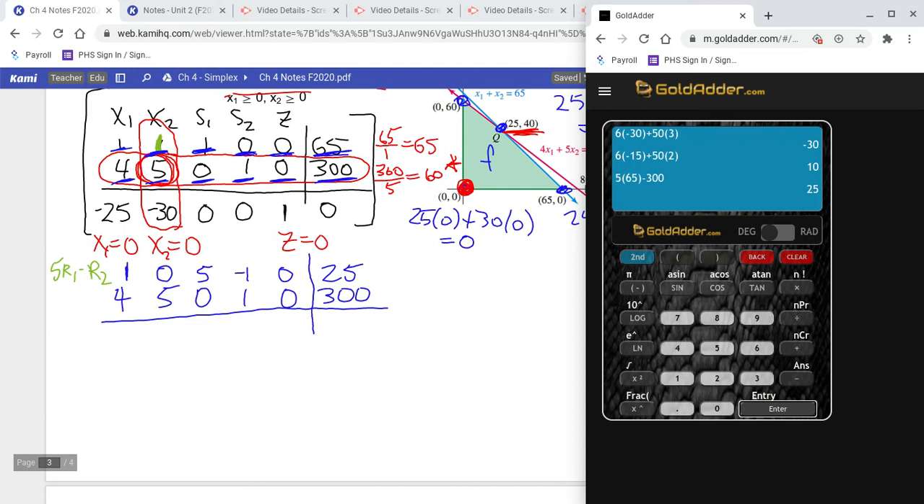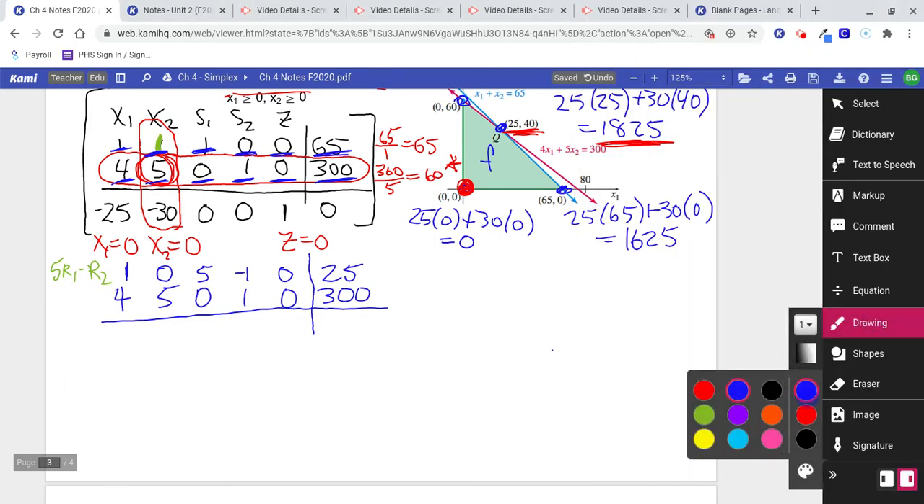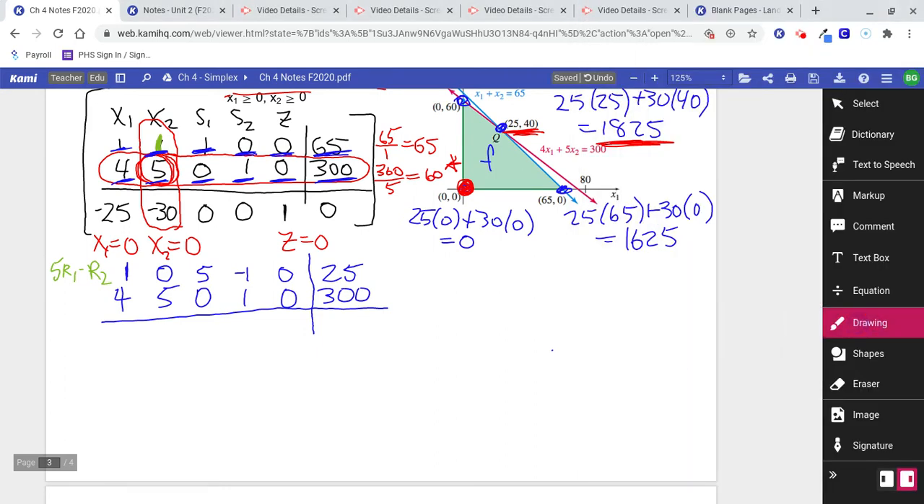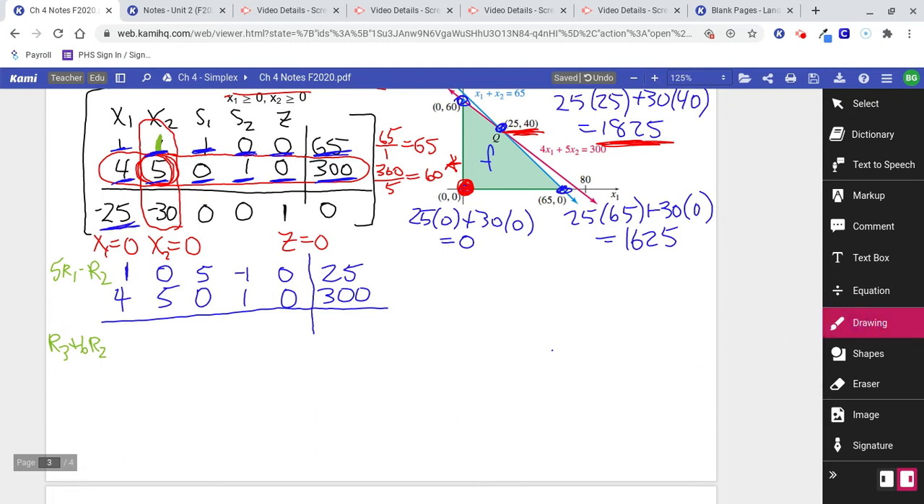Underline. And then we've got to get rid of the negative 30 using the 5. So the least common multiple is 30. You need negative 30 plus 30, something that's going to make 0. To me, I would probably do row 3 plus 6 row 2s. Row 3 plus 6 of those, that's 24. Negative 25 plus 24 is negative 1.